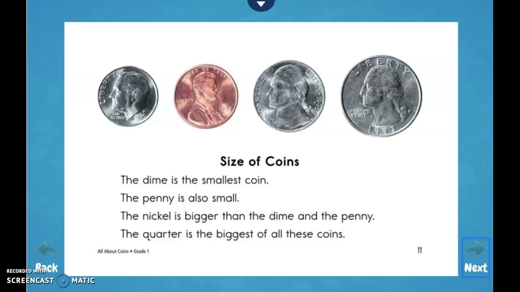Hello boys and girls, today we're going to review the coins in the United States. We know that we have 4 coins and the names are dime, penny, nickel, and quarter.